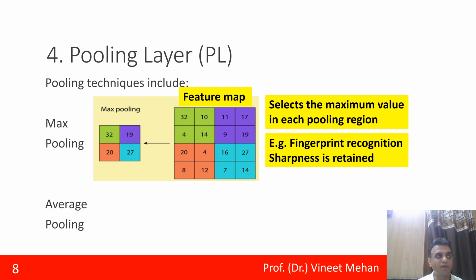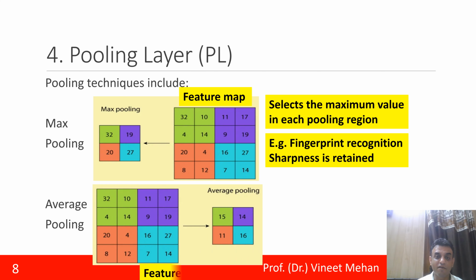So what kind of application do we find here? We find that sharpness is getting retained. And what are the practical applications where sharpness is retained? It can be fingerprint recognition, face recognition, or object recognition where sharpness is required. There maximum pooling works.